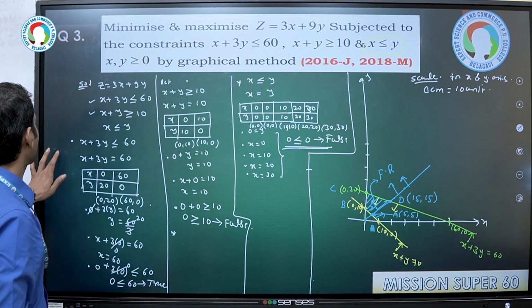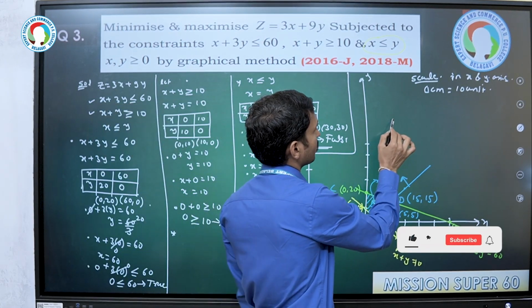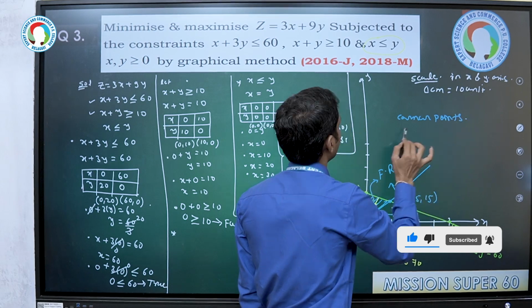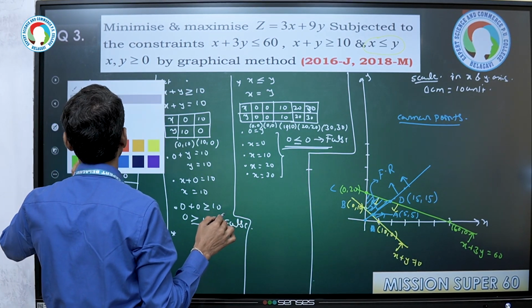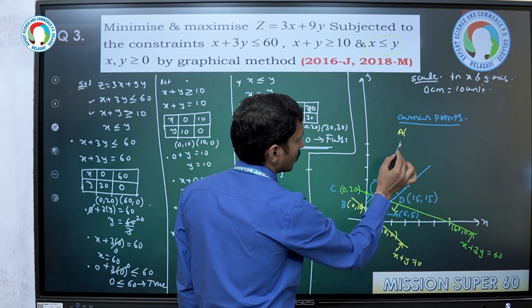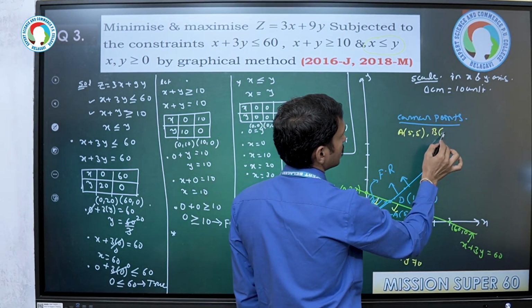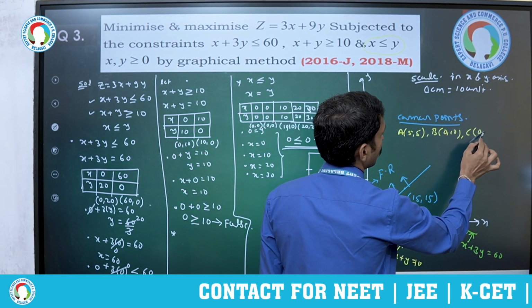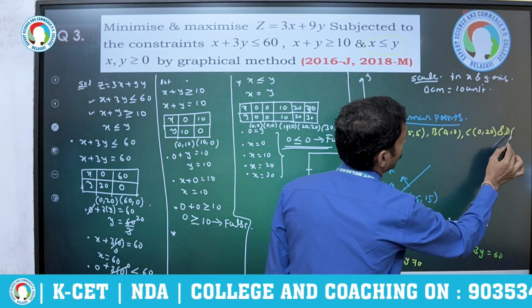So we'll write all the corner points. What are the corner points? A of 5, 5, B of 0, 10, C of 0, 20, and D of 15, 15.